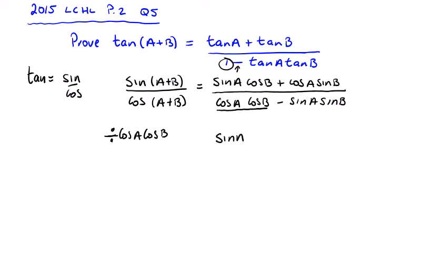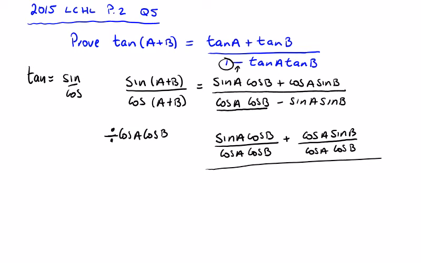So on top, I'm going to get sin A cos B over cos A cos B. You can see those cos B's are going to cancel. Then I'm going to have plus cos A sin B over cos A cos B. The cos A's will cancel. Then I'm going to have my 1 in this position, but I'll write it like this. I'll write cos A cos B first over cos A cos B. That's my 1. Then I have a minus sin A sin B over cos A cos B, and you can see that's where the tan A tan B is going to come from.